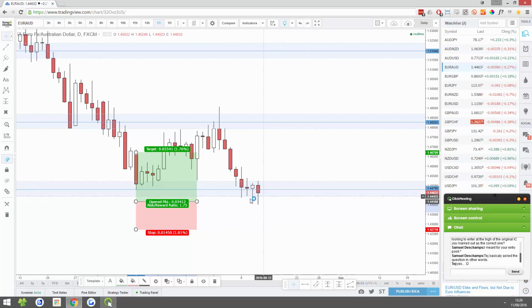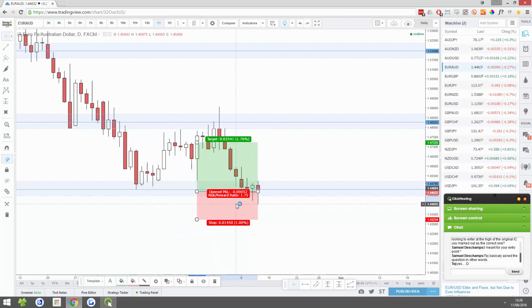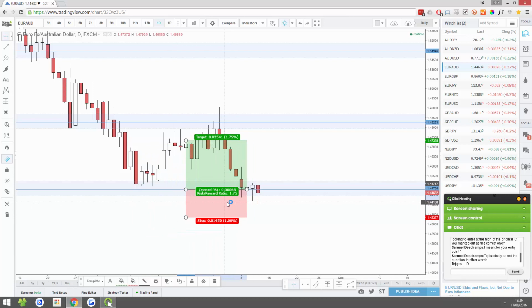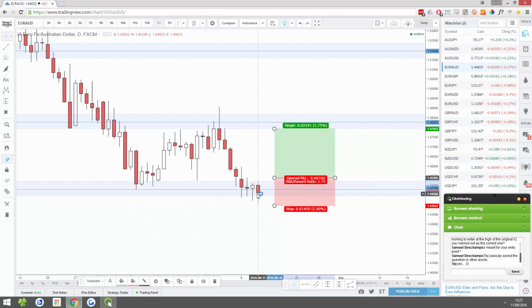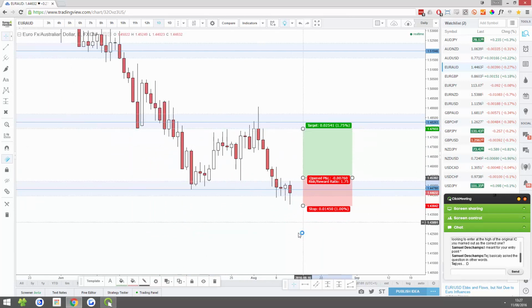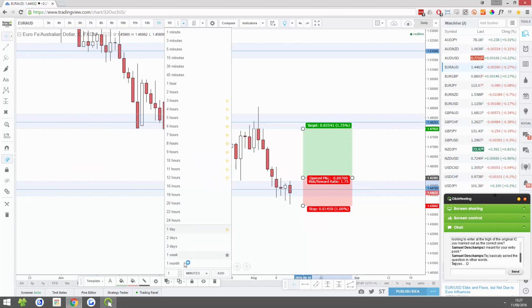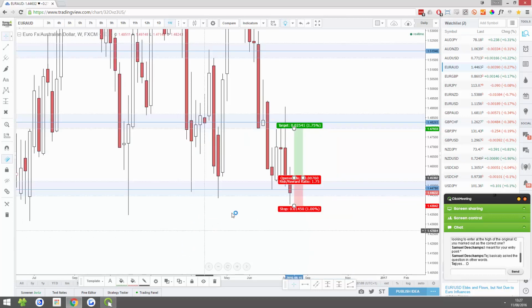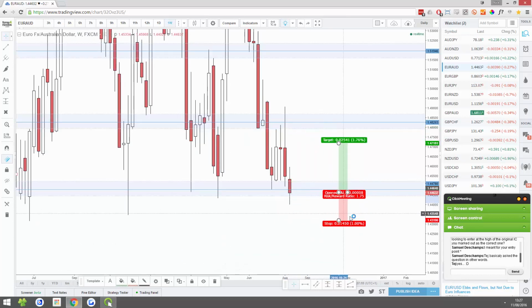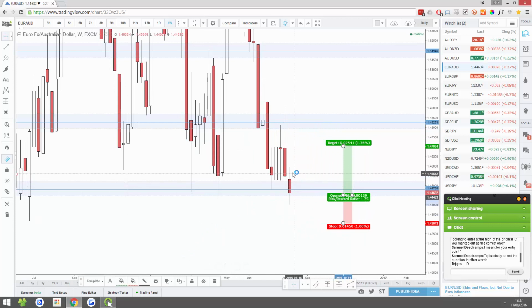Then it wouldn't really be a proper reversal setup anymore. Then it might become a reversal setup on the weekly chart, at which point you would be looking at the weekly indecision candle and basing your entry on that. But I don't really trade the weekly charts.